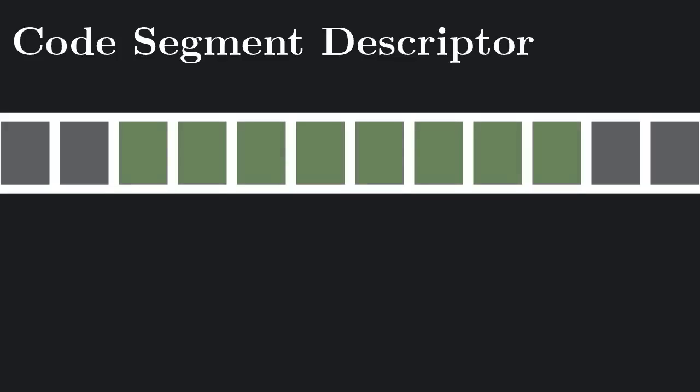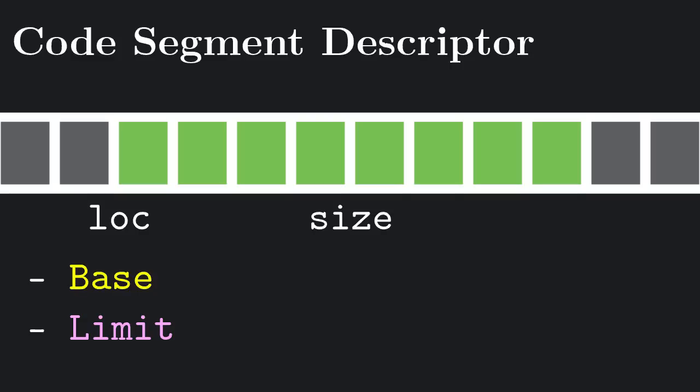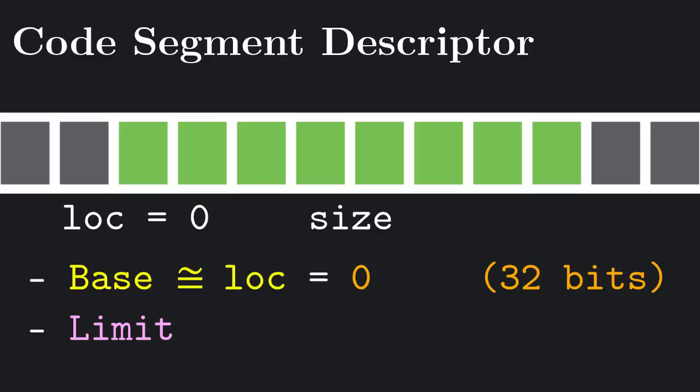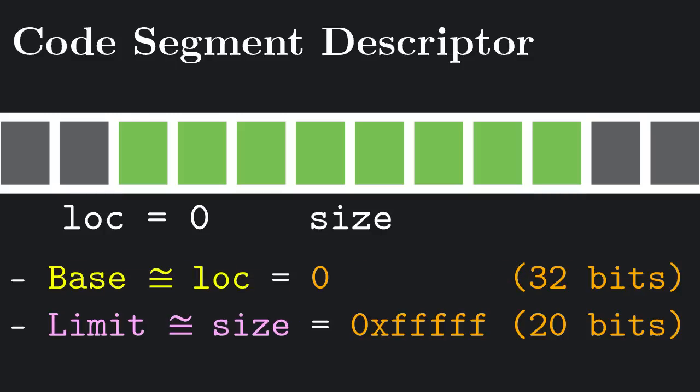Let's talk about the code segment first. The first thing we need to define is the size of our segment and its location in memory. The two properties that we're interested in are called base and limit. The base of a segment is the 32-bit property that describes the starting location of our segment, in our case location 0, while the limit, which describes the size of our segment, is a 20-bit property, and in our case we should set it to the maximum number that can be represented with 20 bits.